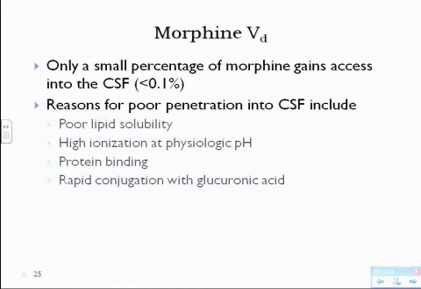I tend to disagree with that, but that's what the book says. I've read other places where it says 17% gets into the brain. That seems more likely to me, but anyway. The reasons for the poor penetration of CSF include poor lipid solubility, which is the number one reason. The other thing is it's highly ionized at physiologic pH, so that makes it not cross the blood-brain barrier. It also has extensive protein binding, and it rapidly conjugates and is metabolized, which I'm going to show you next.